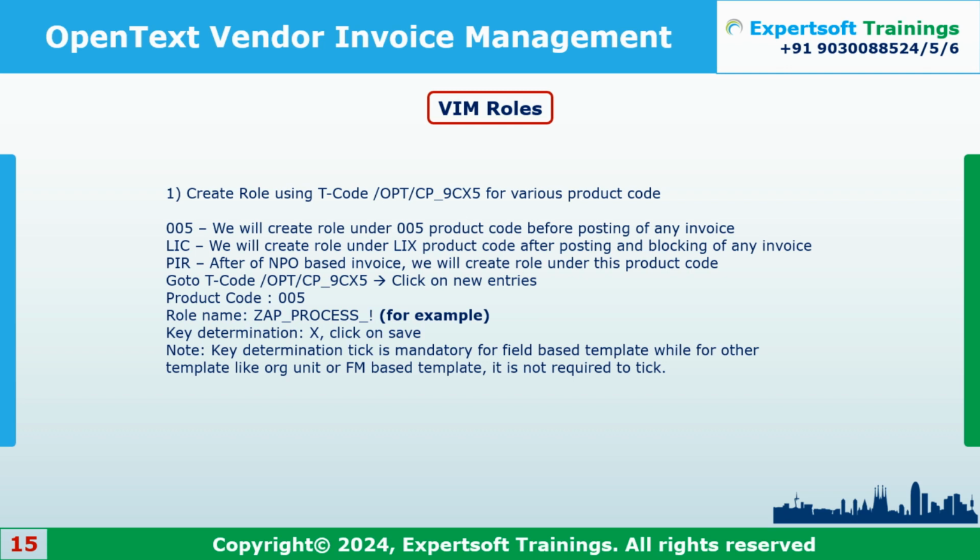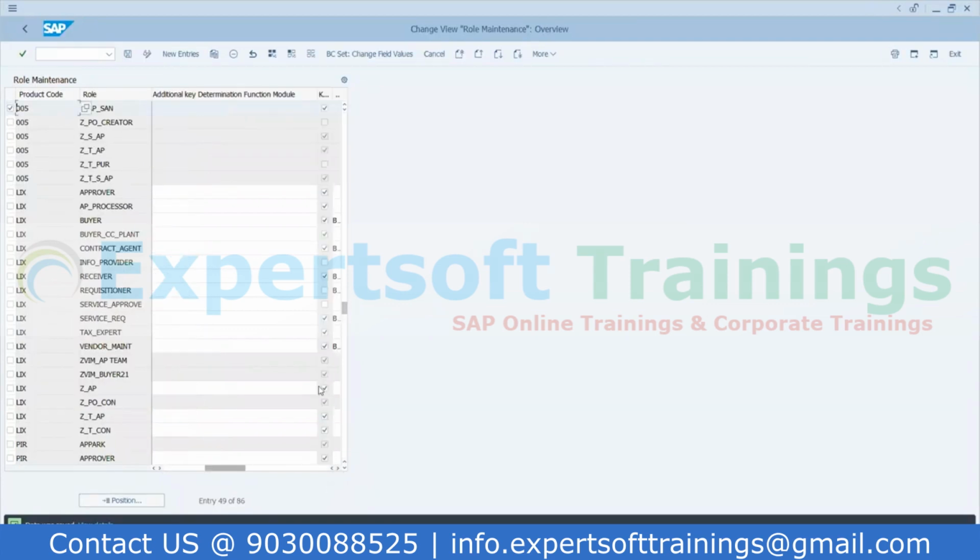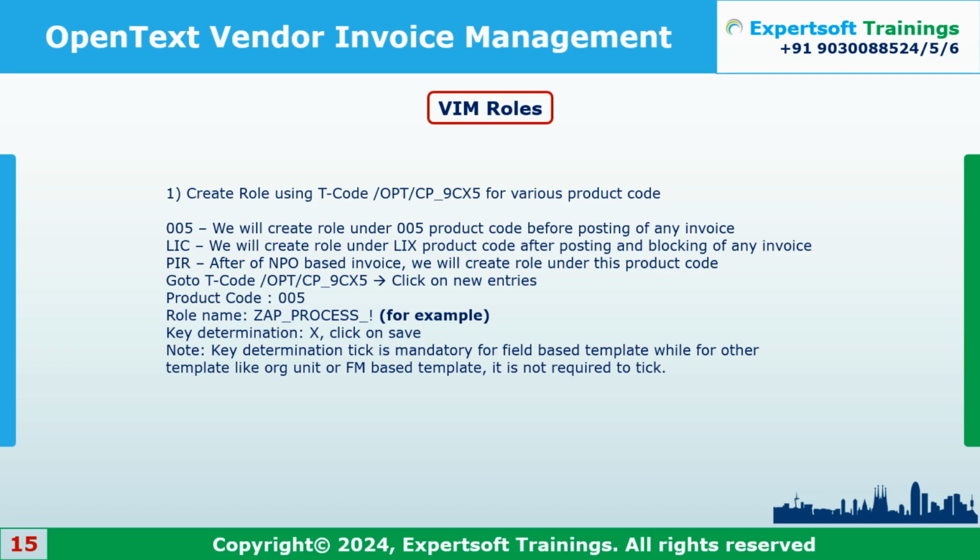Now I'm just putting it here so that we shouldn't miss this. For example, we have created the 9CX5, right? So we have put the product code. I have created the role name and the key determination. This should also be ticked. This is the active indicator. Key determination tick is mandatory for field-based template, while for other templates like this, it is not required to tick.